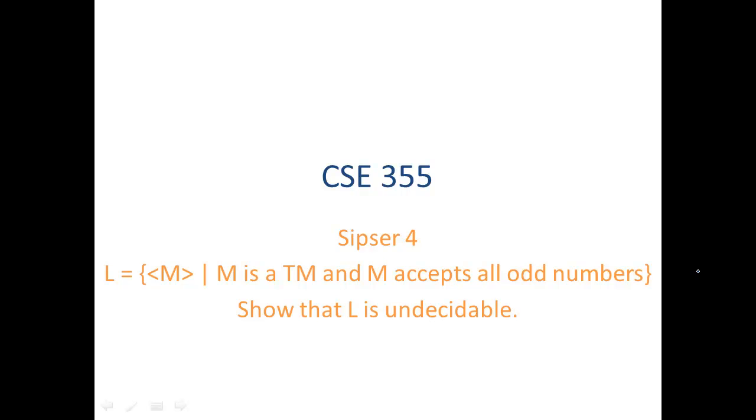What we're going to do is reduce ATM to L. So let's think about how we could reduce ATM to L. Let's start by supposing that D is the decider for L. So D is able to say, given a Turing machine description, does the language of the machine contain all odd numbers? Does it miss any odd numbers, or does it have any even numbers?